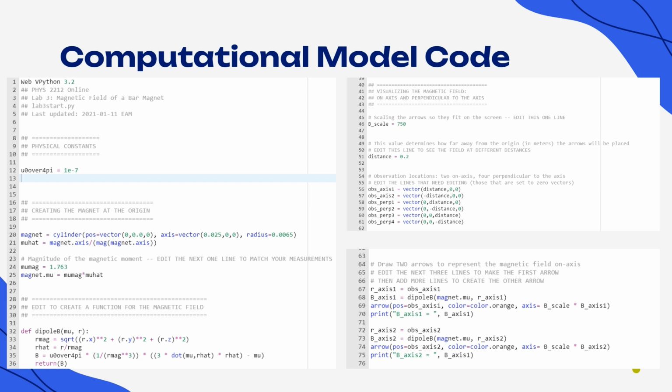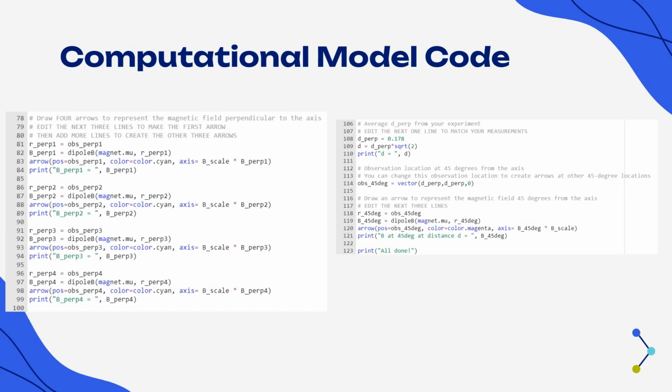For the computational model code, first we declared the physical constants, which in this case was just mu naught over 4 pi, which is equal to 1 times 10 to the negative 7. Then we created a cylinder that would represent the bar magnet in this experiment, and also inputted our magnetic moment that we found earlier. Next, we created a function that would calculate the magnetic field, and then we created 6 observation points. The first 2 were for on-axis, and the last 4 were for perpendicular to the axis. For each observation point, we created an arrow that represents its magnitude and direction.